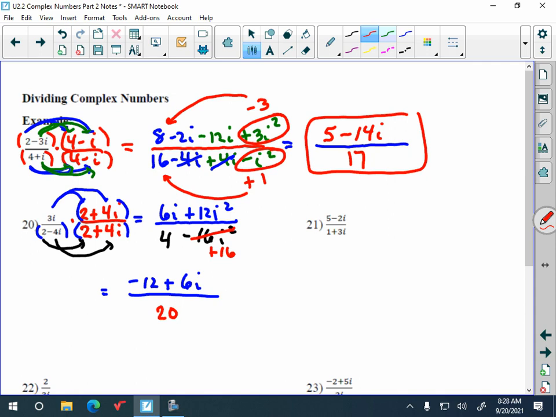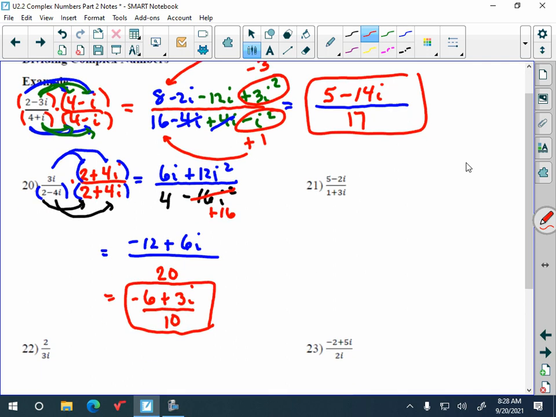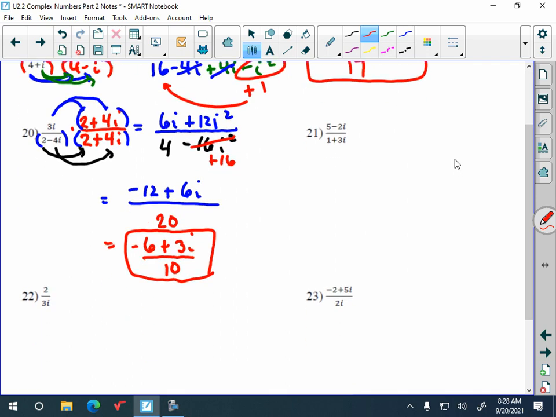All right, so you can see here there was nothing going to go into 5, 14, 17. So that's simplified. But this one, what's the biggest number that will go into all three of them? 2, right? I can divide them all by 2. So I'm going to divide each of those by 2 to simplify the fraction down. So it's going to be negative 6 plus 3i all over 10. So that's the simplified answer. All right, let's skip 21, but I want to do 22 and 23.